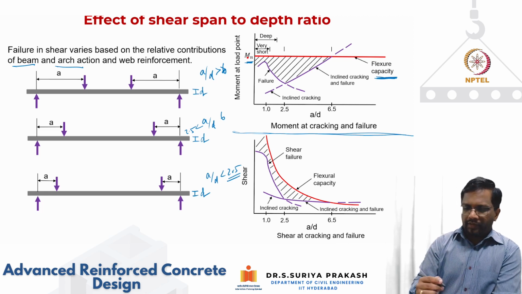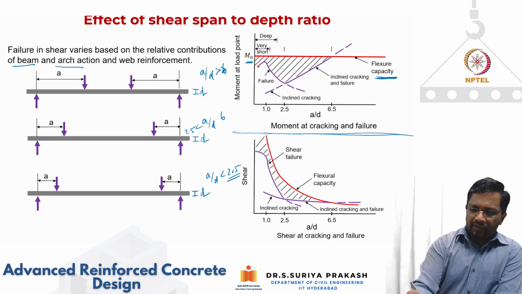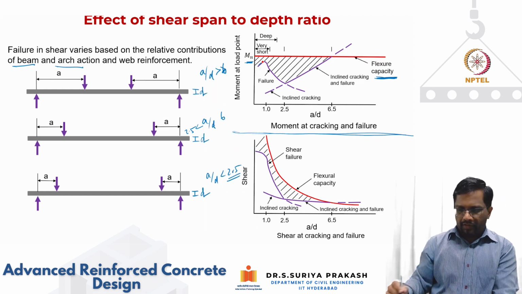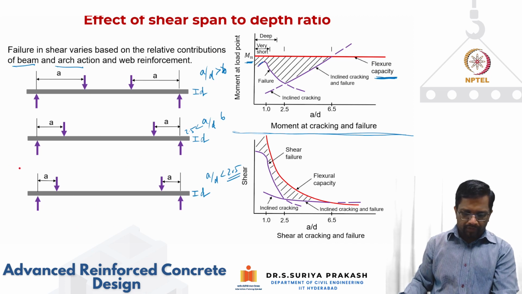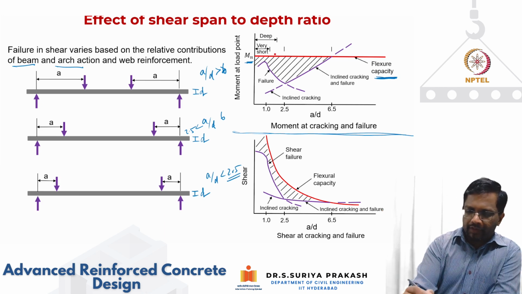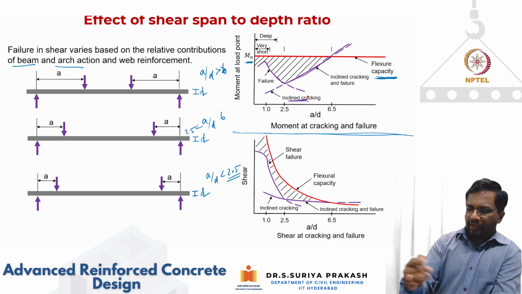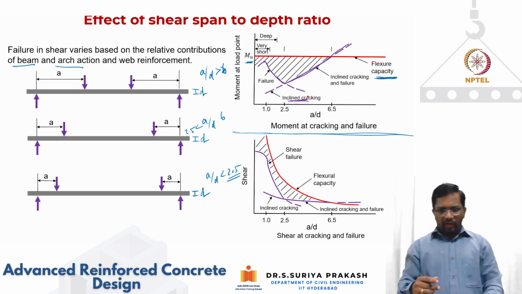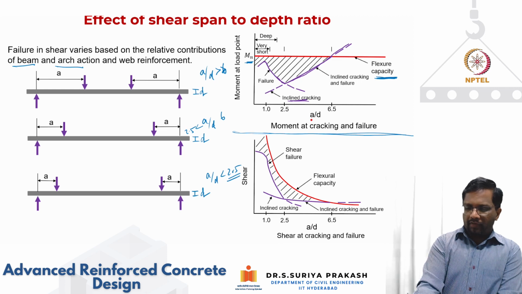Now what we are plotting here is the load at which it is going to fail. So if you look here, this is basically the moment at load point. So this is going to be your failure, and this is your failure zone. What we are drawing here is an inclined cracking that is going to happen because of your failure. Now, what we are saying is it depends upon how I test this beam, whether at a low a by d ratio of, let's say, 1 or 2.5 or 6, more than 6, how it is going to happen.